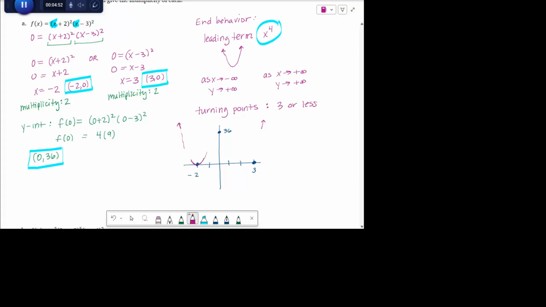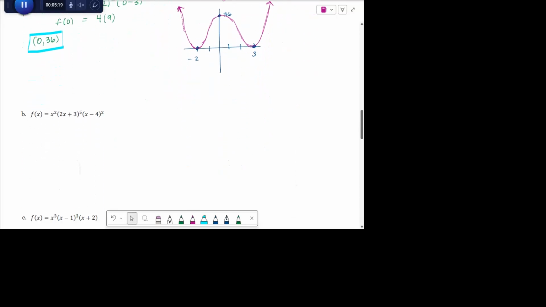So it looks like I'm going to come back up here to 36 and then turn back around because I've got to get to this 3 over here on the right, and the multiplicity there is also 2. So it's going to bounce off the x-axis and then come back up here. So kind of putting this all together, I think that my graph is going to look something like this. Kind of putting all those components together. Let's look at another example.